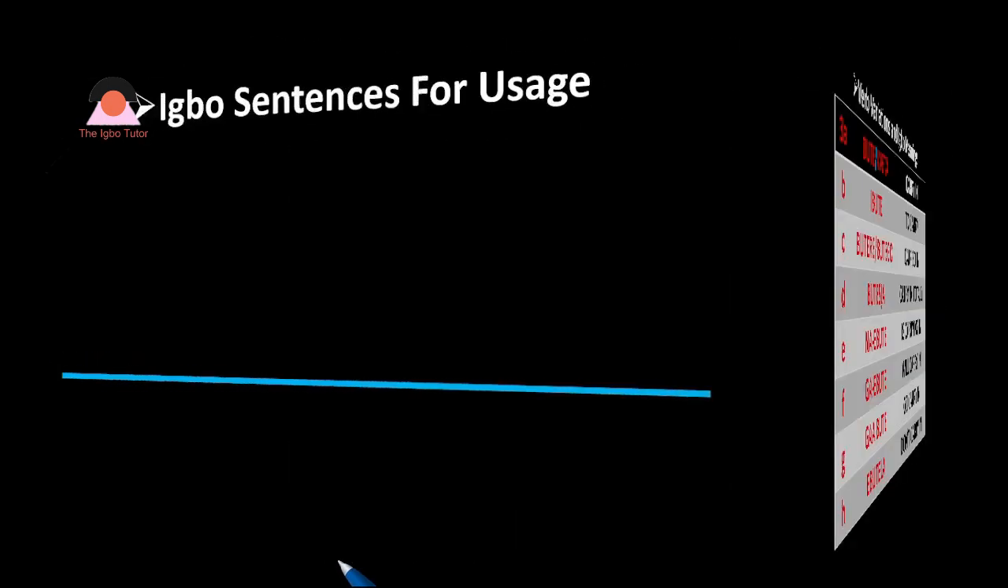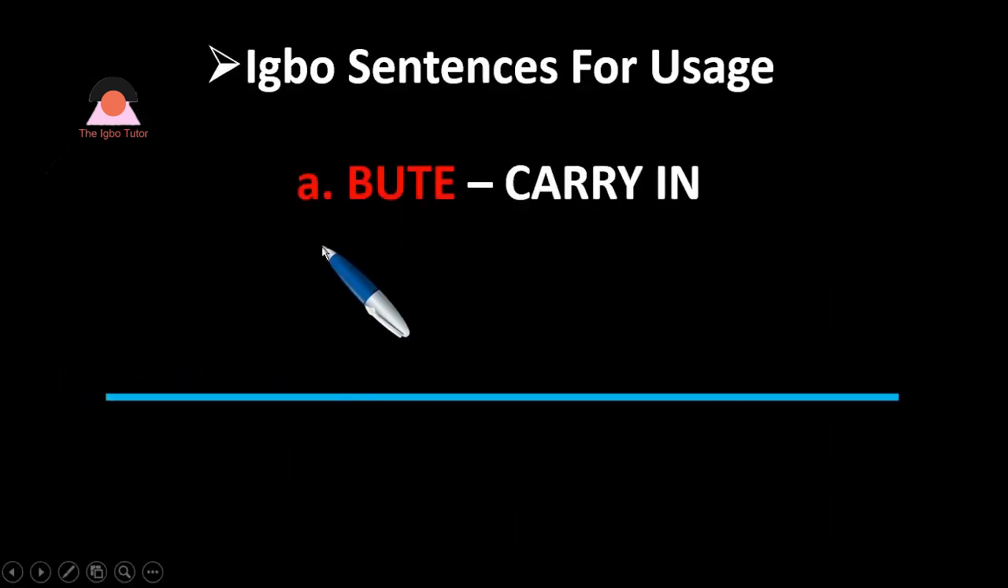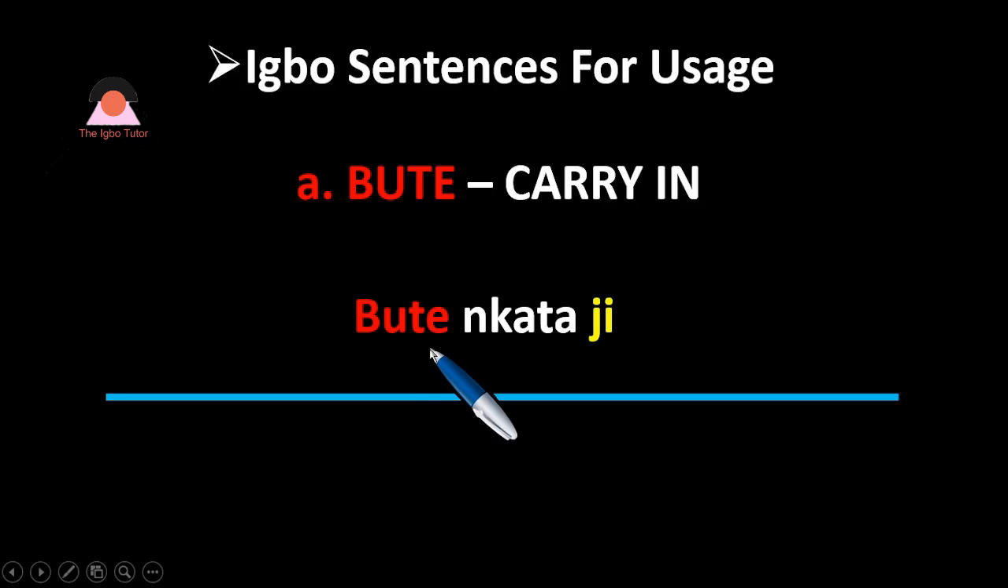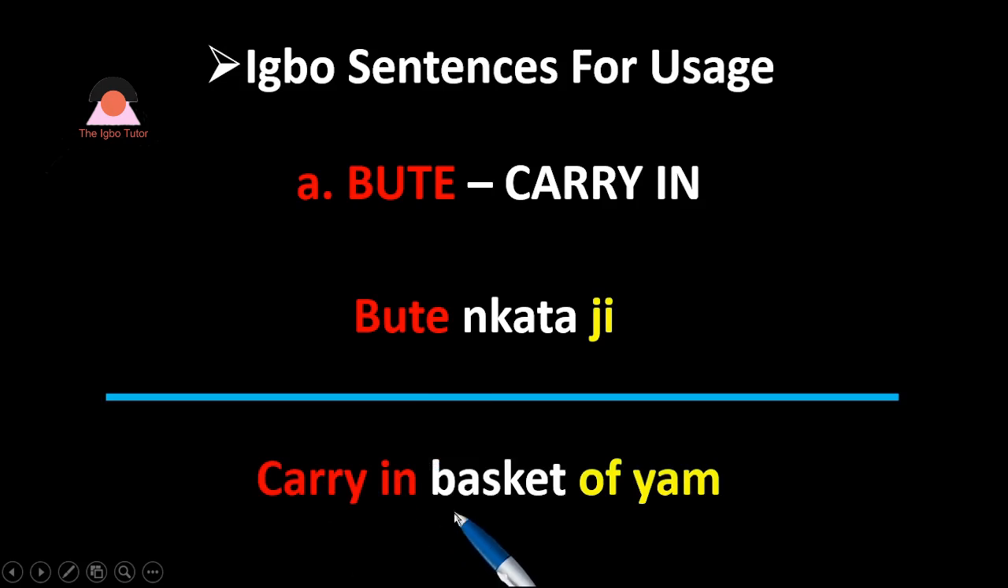Let's look at how they appear in sentences. We begin with bute, carry in. Bute nkataji. Let's look at what this means. Carry in basket of yam. Of course, from the color, nkataji means basket of yam. Bute nkataji, carry in basket of yam.